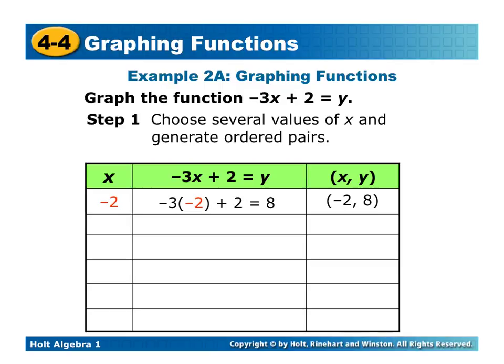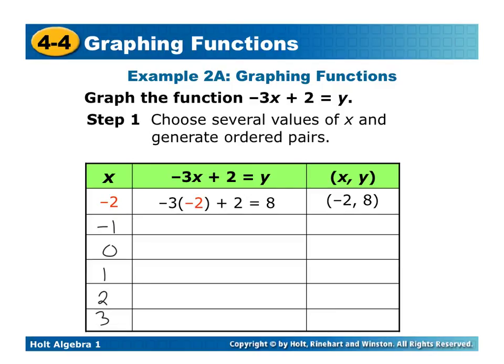So why don't you go ahead and pause the video and try this one out for yourself. So first you want to go ahead and pick values for x. I like to pick a variety of negative and positive. So if we start with negative 2, I might use negative 1. I always like to use 0, 1, 2, and 3, because I like to keep numbers fairly easy to work with.